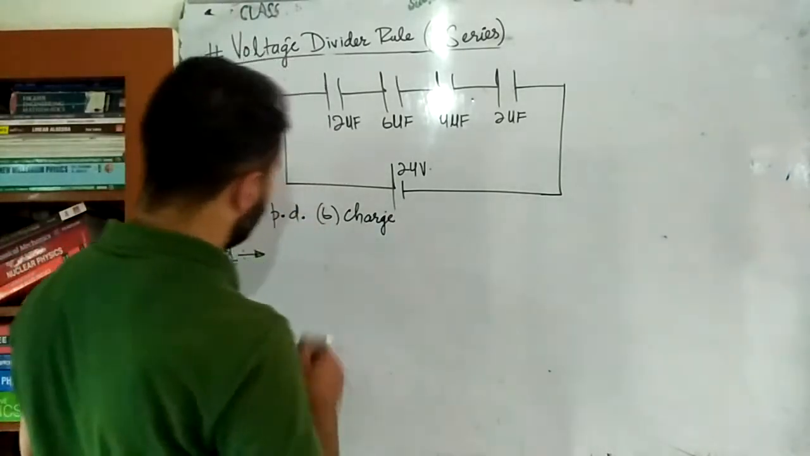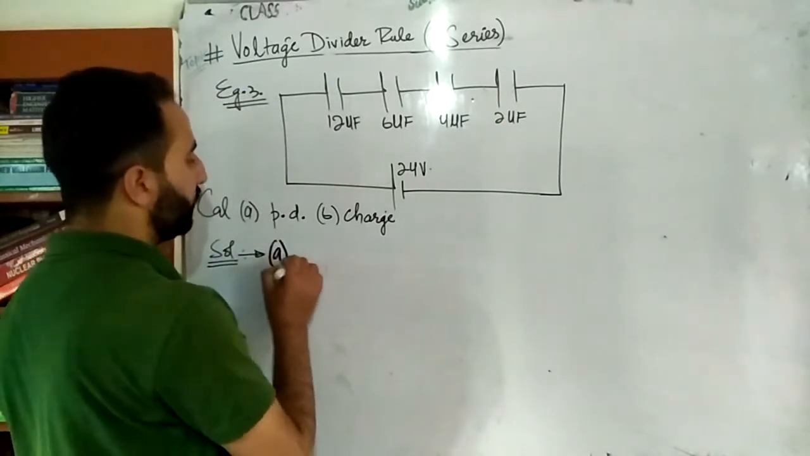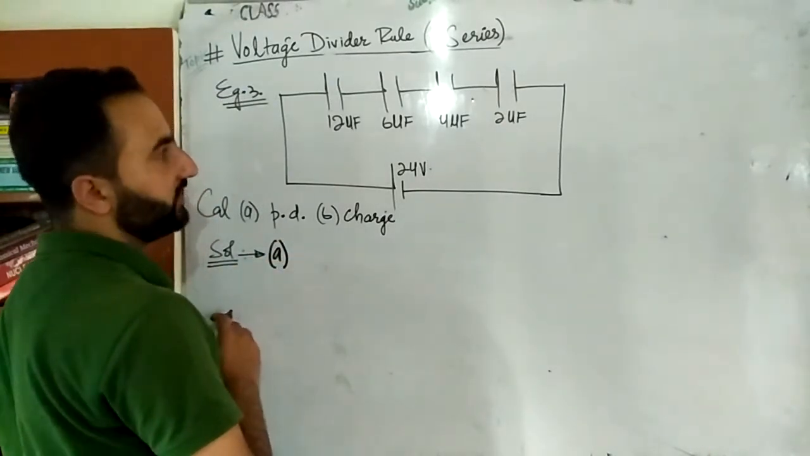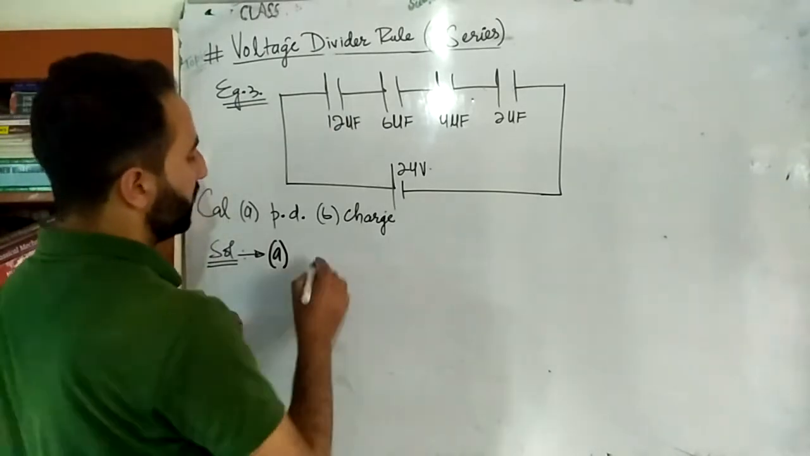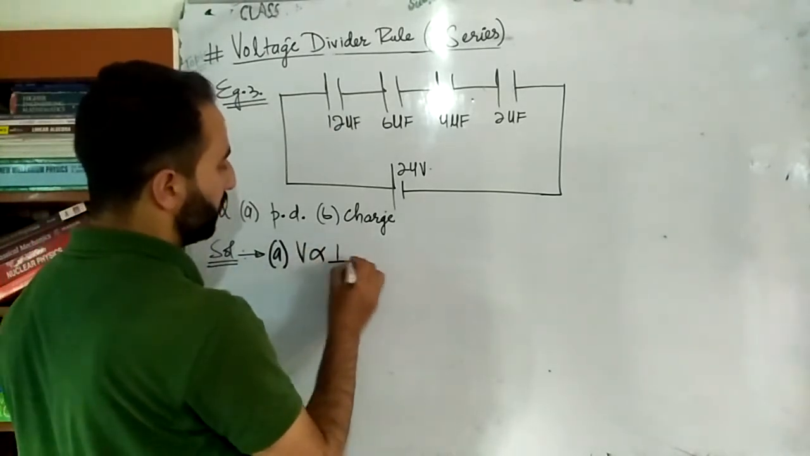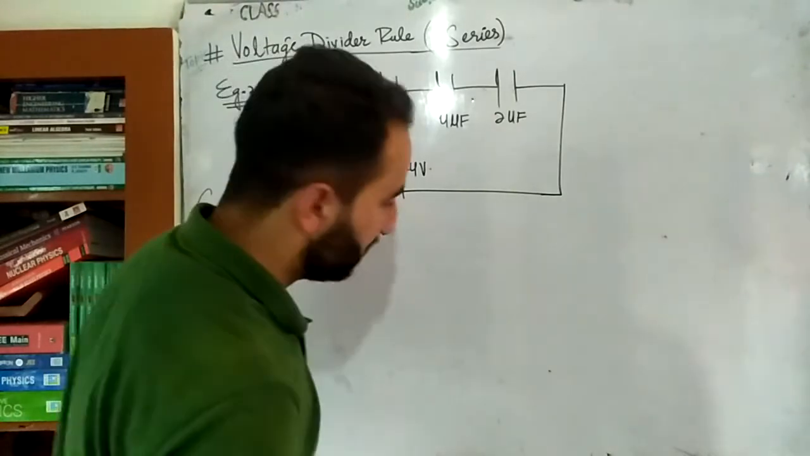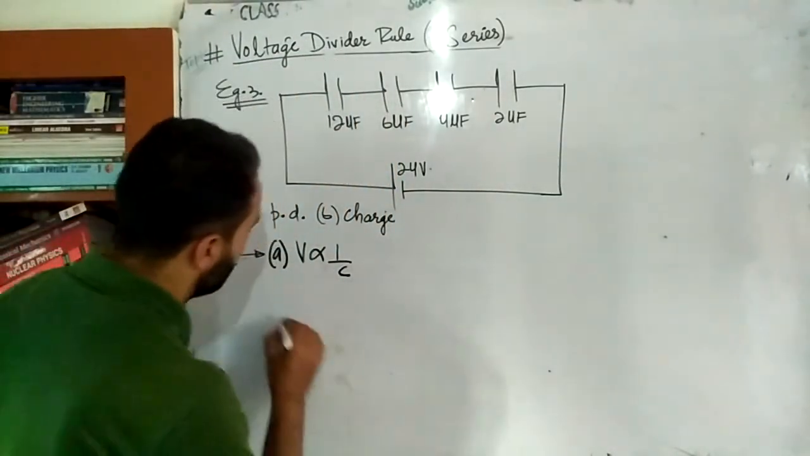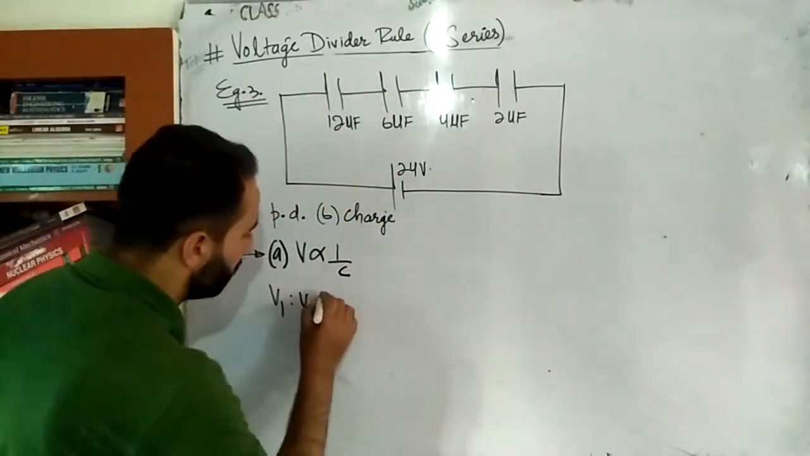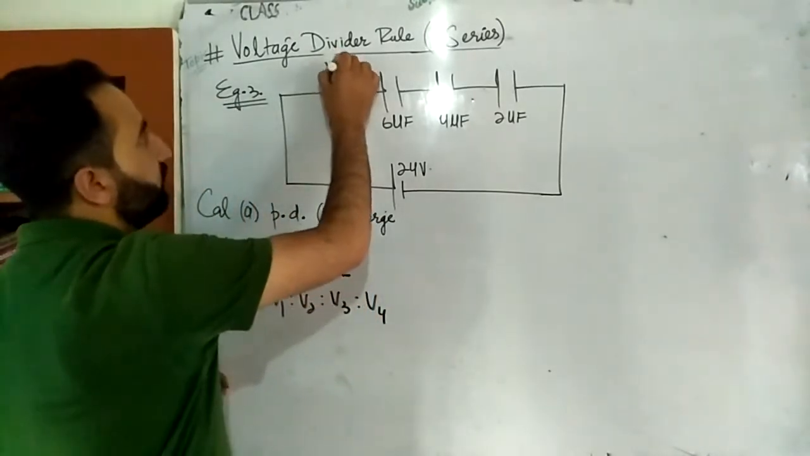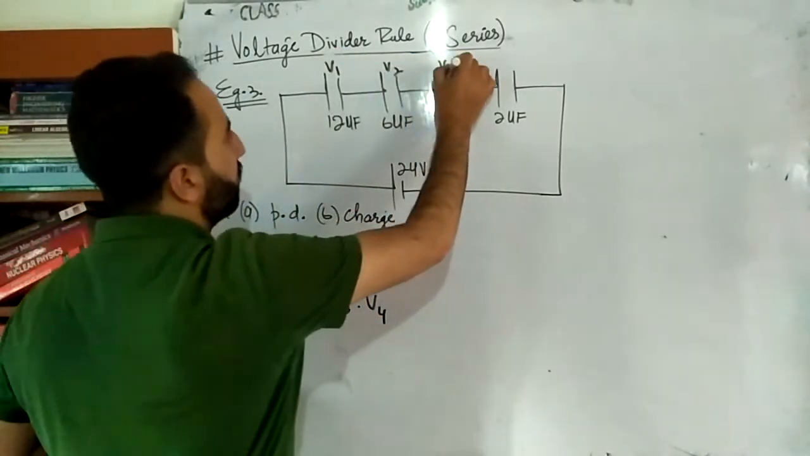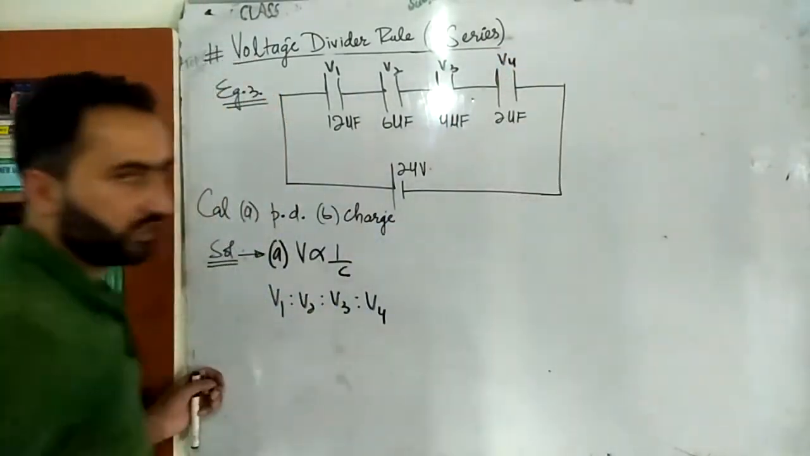Okay. So again, solution. So A part is like this. Are they connected in series or parallel? Obviously they are connected in series, and in series Q is constant. When Q is constant, we can write like this, that V is proportional to 1 divided by C. Did you understand this? Now next I will write like this. V1 is to V2 is to V3 is to V4, where V1 is the potential difference across this, V2 across this, V3 across this, V4 across this.